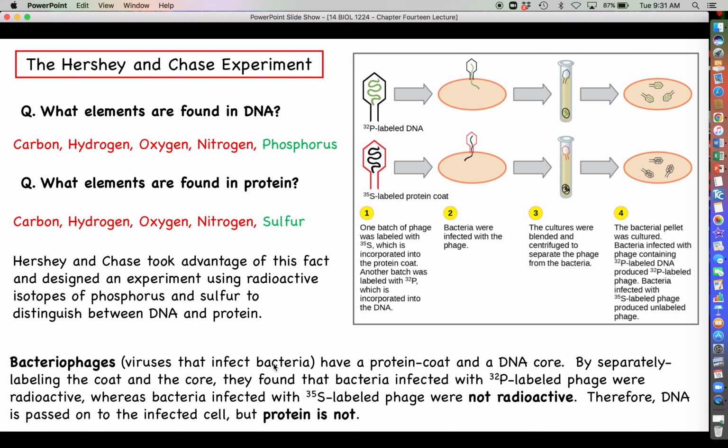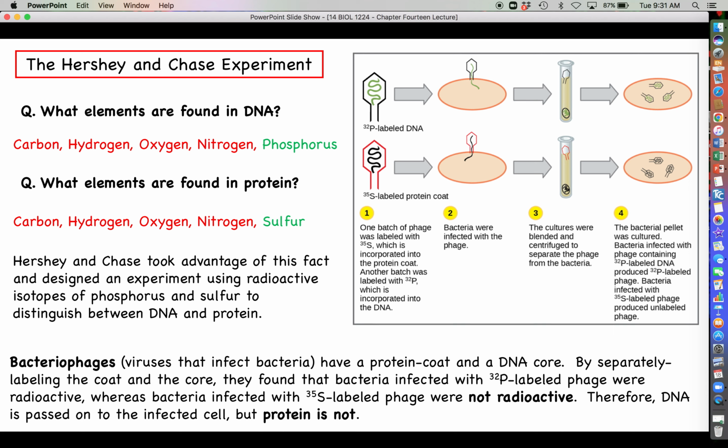These viruses have 2 major components to them. They have an outer protein coat, which is just made of protein, and then they have a DNA core. You can see the coat here in red and the DNA here in green. They were able to grow these viruses either in the presence of P32 or in the presence of S35. In doing so, they either made the protein coat radioactive or they made the internal DNA radioactive. So they took these 2 different fractions of virus, one in which the protein is labeled, another in which the DNA is labeled, and they allowed these viruses to separately infect bacteria.